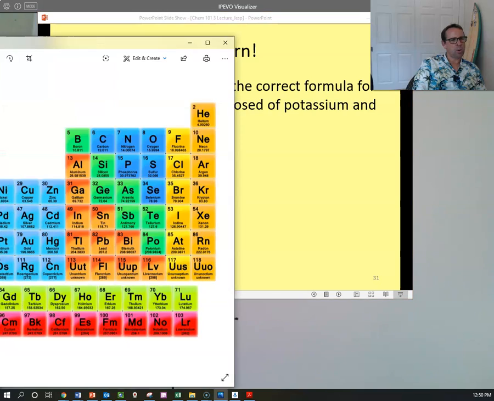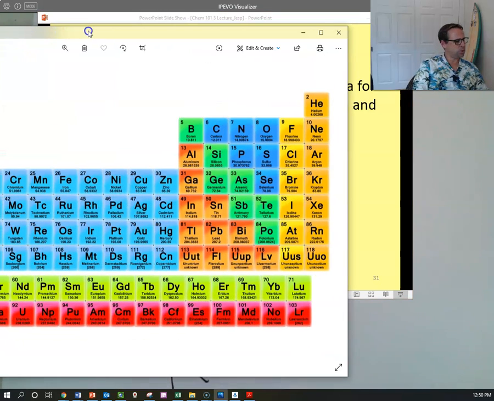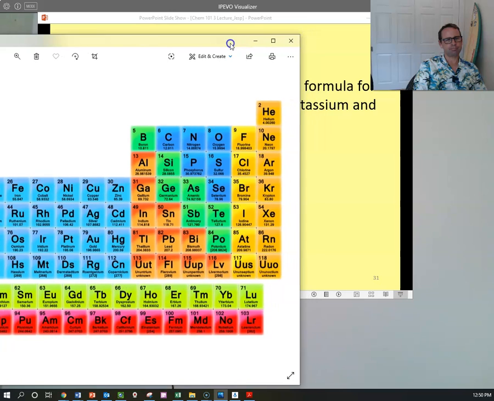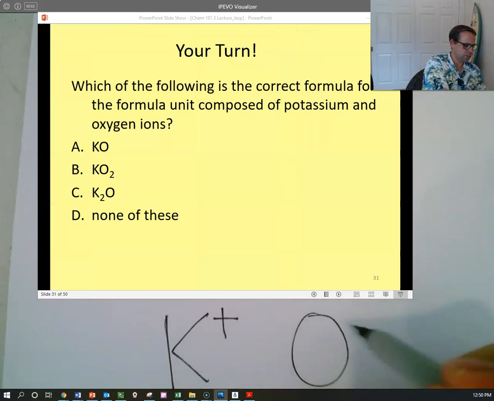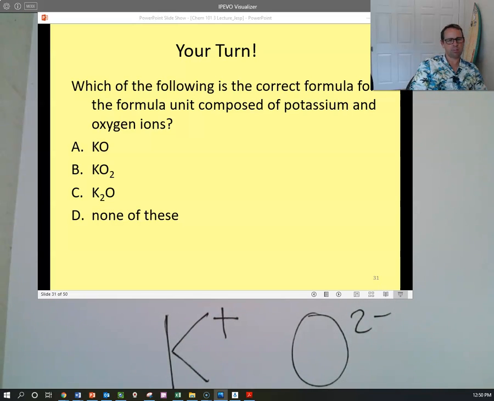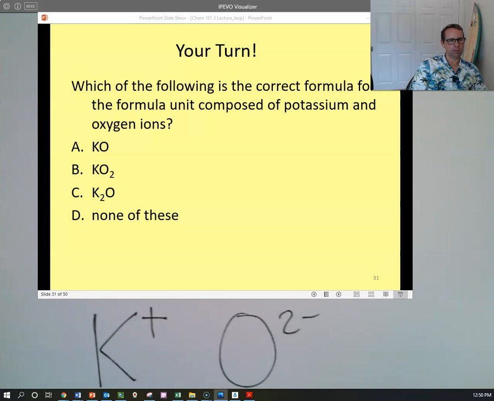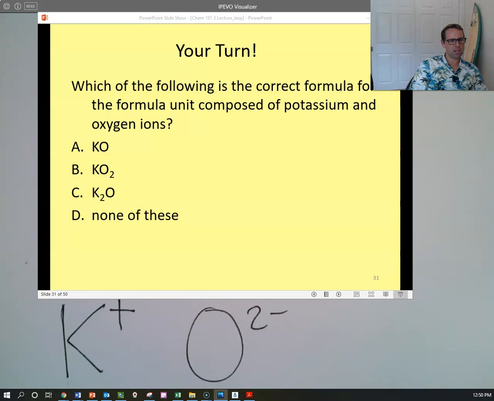Right. Now, what does oxygen going to do when it forms an ionic compound? So it's going to gain. How many? And form 2. It's going to form a negative. That's right. 2 negative. Yeah. Very good.